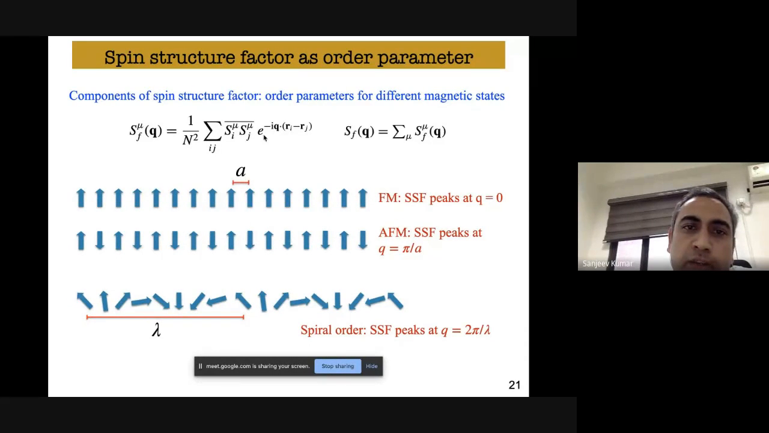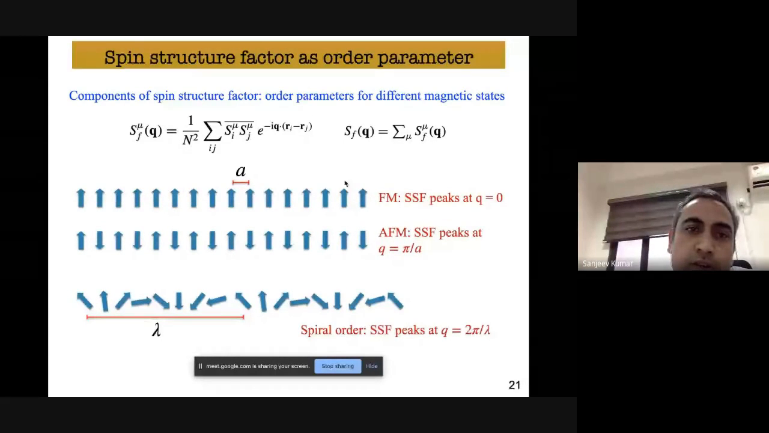So again, remember that there are these two spaces involved here. The real space is a two-dimensional space with x and y directions, whereas the spin space is a three-dimensional space where the spin can take three components, x, y, and z. So this mu refers to the components of the spin. You can define the structure factor for each of these components separately, and the total structure factor is then the sum of all components.